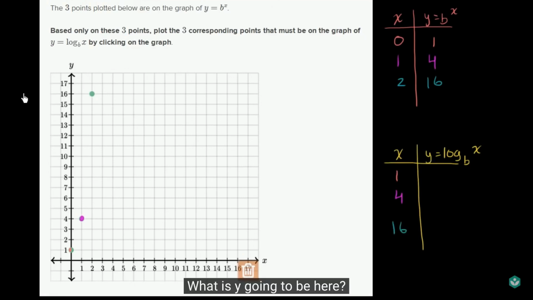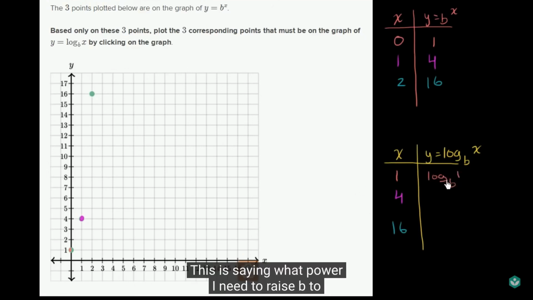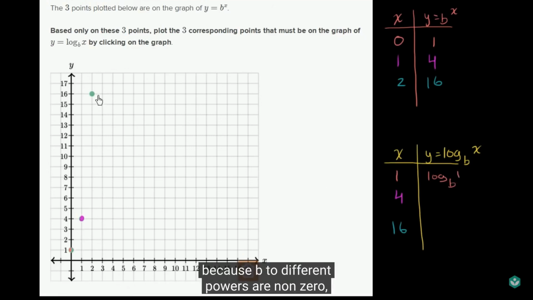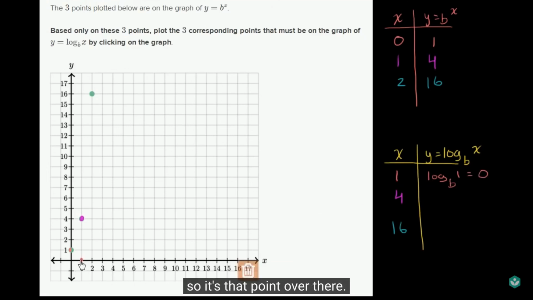So what is y going to be here? Y is going to be log base b of 1. So this is saying what power I need to raise b to get to 1. Well, if we assume that b is non-zero, and that's a reasonable assumption because b to different powers are non-zero, this is going to be 0 for any non-zero b. So we have the point 1, 0. So it's that point over there.